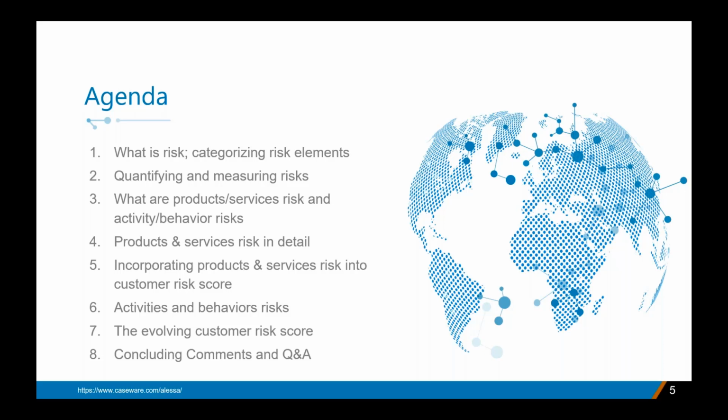Now, today we're going to start with an exploration of, again, just what is risk and why do we care about it? And next we'll explore some concepts around categorizing, quantifying, and measuring customer risk from a money laundering perspective. Then we'll go deep into a number of risk factors associated with specific financial products and services and talk about the importance of the ever-evolving customer risk score. We'll wrap up with some concluding comments and then open it up for your questions. So let's get right to it.